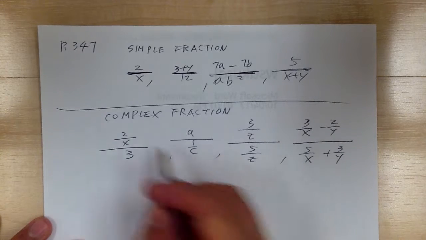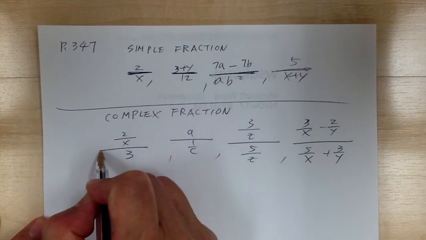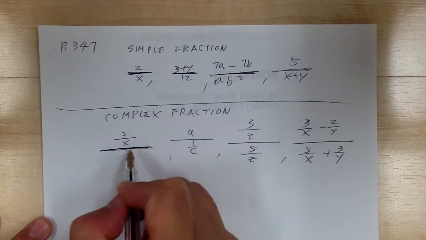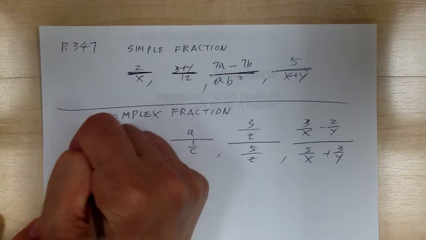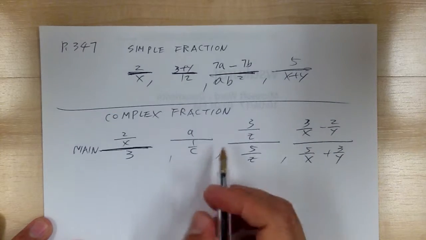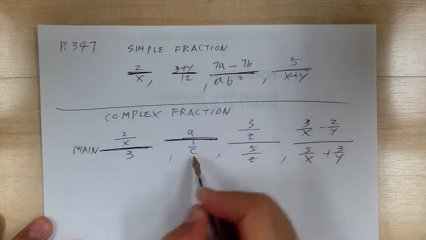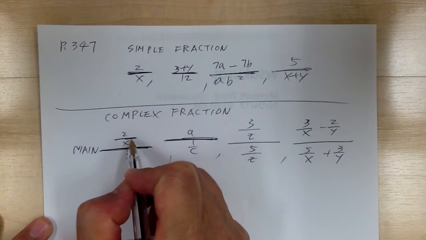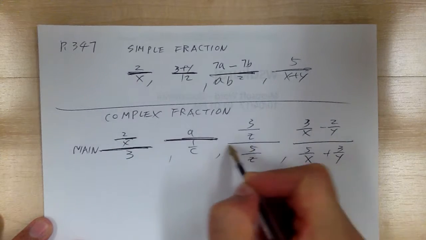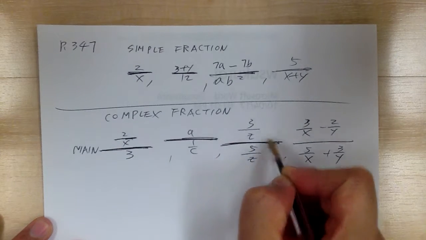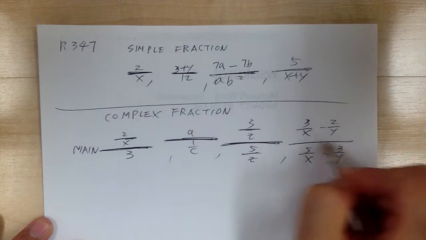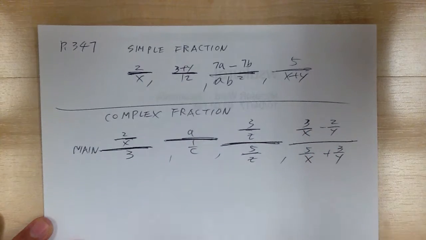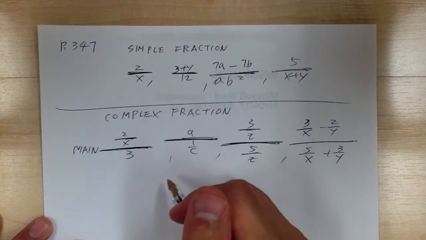Now the one with the longest line, that is your main fraction bar. So that's the main one. You have to keep track of which is the main one. This is the longest one, and the shorter one is your secondary fraction. So that's your main fraction, and this is your secondary. Make sure you keep track of which is your main and which is your secondary.